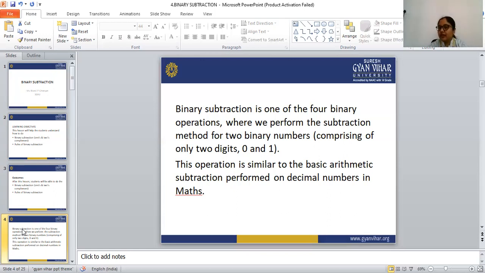We can do binary addition, binary subtraction, binary multiplication, and binary division. That doesn't matter. In this binary number system only two digits are there, but we can easily perform these operations, as long as we remember some rules given for the binary operations. Some rules are there for binary addition, and some rules are there for binary subtraction.